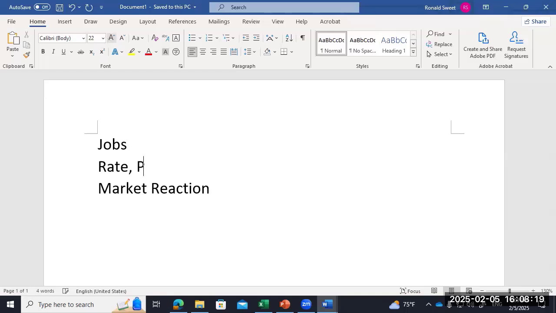The rate also has the participation. So participation goes with the rate. The sectors go with the jobs. We don't have an unemployment rate for healthcare or government, it's the number of jobs. Private payroll goes here.